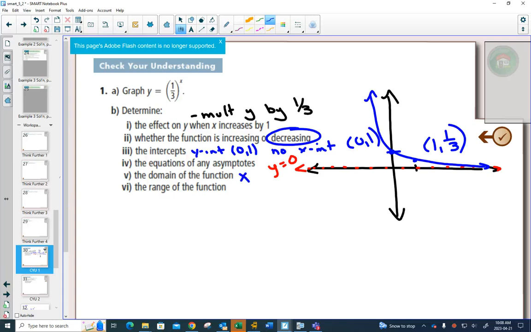Domain. Every single x value is allowed. It goes forever to the right and forever to the left. The range, the y values have to be bigger than 0. You could write it this way, or you could write it this way with open brackets. Because of the asymptote, you can't have an equal sign there. It's just bigger than 0.